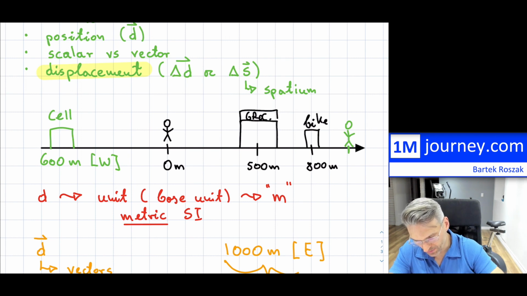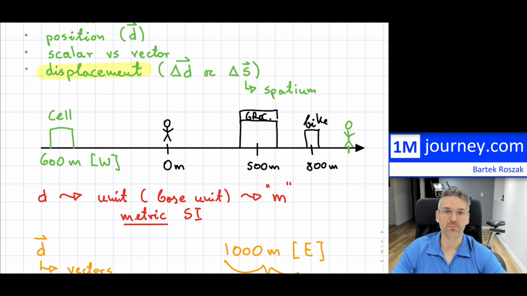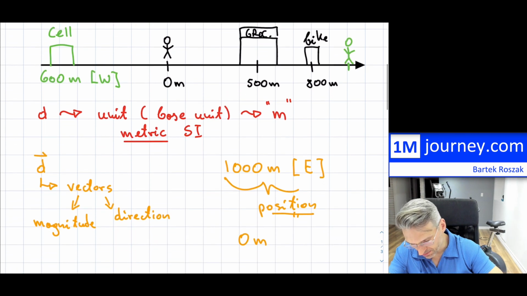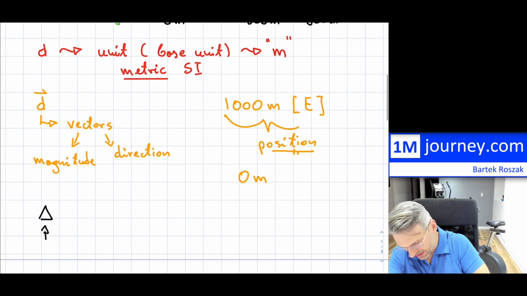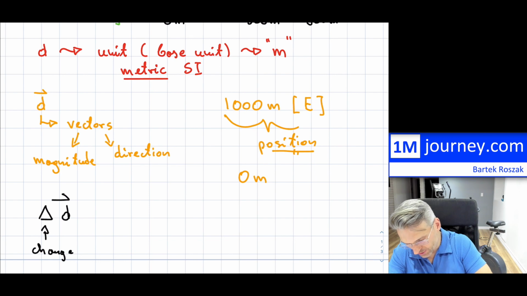So for instance, this is a little bit tricky. If you're walking and you got to the grocery store and then you walked all the way to the bike shop, you've walked 800 meters, right? Now, if you're talking about a displacement, then you would say that your displacement, which is typically the change, so this little triangle just means change, in the position vectors.